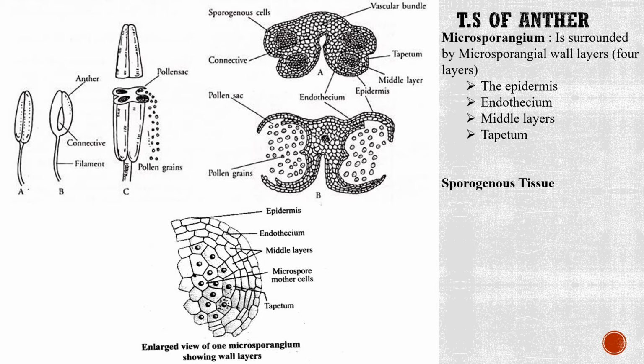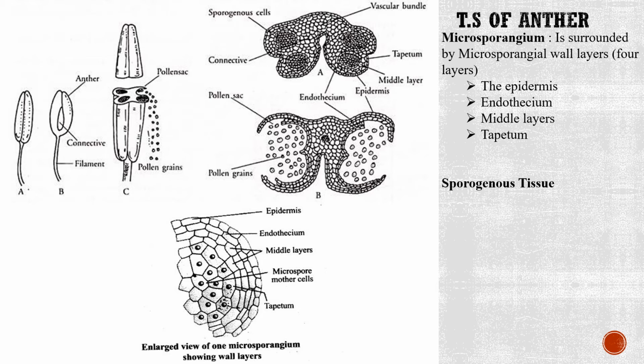The fourth layer of the microsporangial wall is called the tapetum. The basic function of tapetum is providing nourishment to the developing microspore mother cells or the pollen mother cells. Another function of tapetum is to secrete Ubisch granules, which are essential for the formation of sporopollenin. Please do remember this sporopollenin, we'll use this term again in the coming slides. This sporopollenin is used for the formation of the outermost wall of pollen grains.